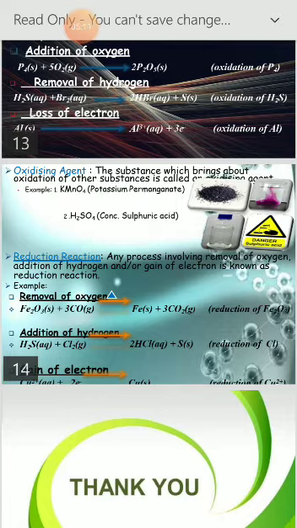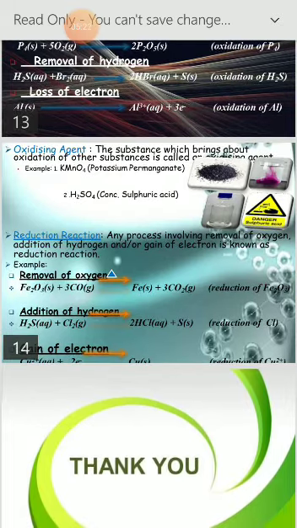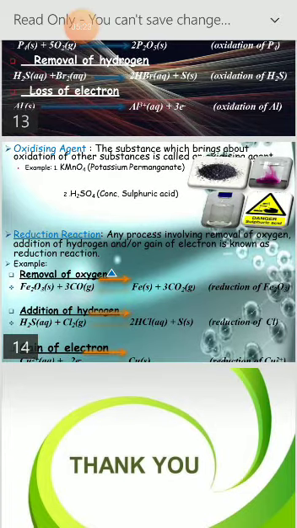In the same way, addition of hydrogen is also considered a reduction reaction. For example, hydrogen sulfide plus chlorine gives hydrogen chloride plus sulfur. In this reaction, chlorine adds hydrogen and it forms hydrogen chloride. So this is known as reduction.